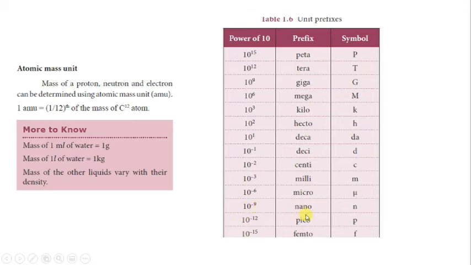10 to the power minus 9, nano, small n. 10 to the power minus 12, pico, small p. And the last one is 10 to the power minus 15, femto, small f.